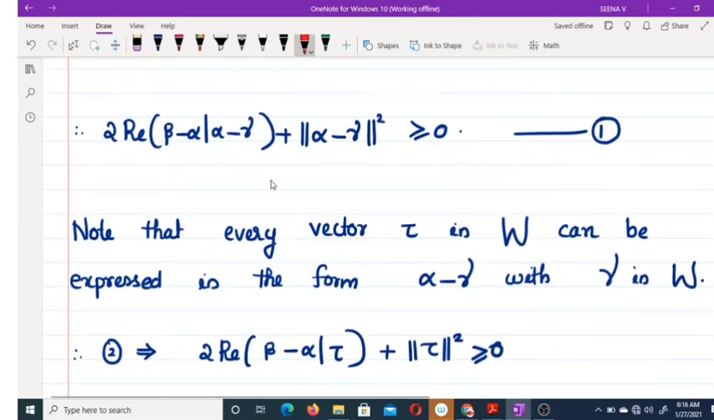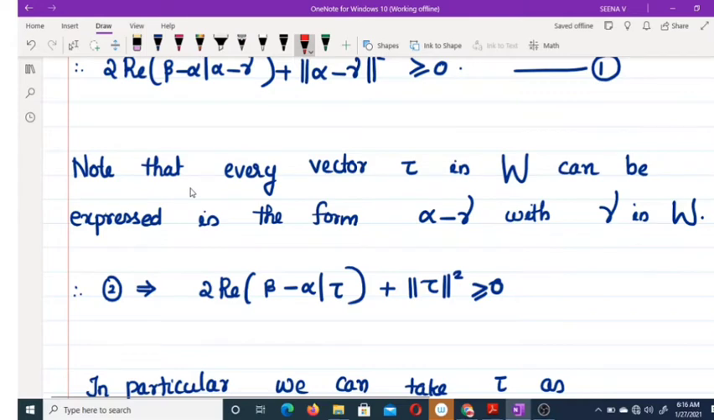Now next, you have to listen carefully. Note that every vector tau in W can be expressed in the form alpha minus gamma with gamma in W. If you take any vector, for example, alpha is fixed. In the set of all real numbers, minus 3, minus 2, minus 1, 0, 1, 2, 3, etcetera, this is the set of all real numbers, and I am fixing some alpha equal to 2.